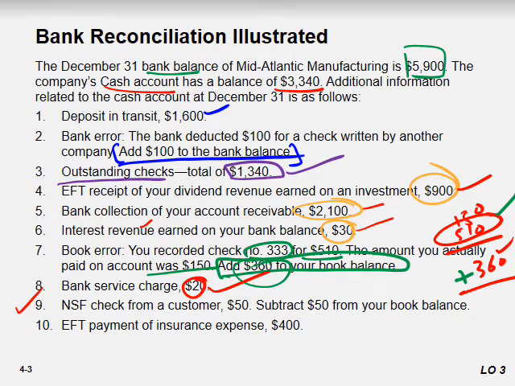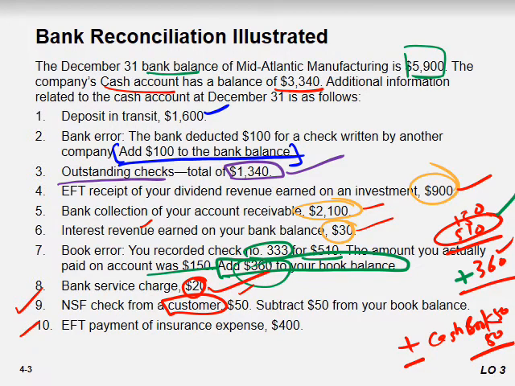Number 9 is the non-sufficient funds check from a customer, which means the customer paid us by check, we added it to our cash book, but it turned out to be a bogus check. How can we balance it out? We subtract this amount from our cash book, since this was a bounced check.